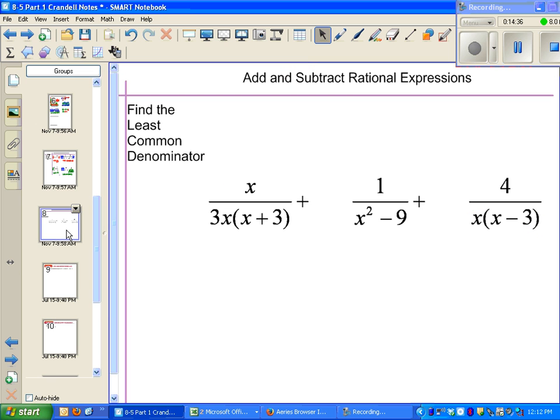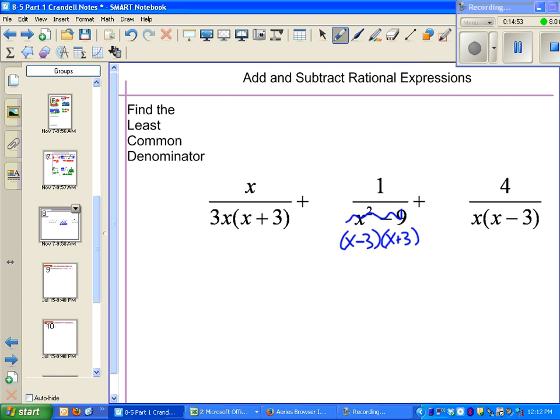All right, so let's take a look at this one. Let's find the least common denominator here. This one's factored, so let's factor this one. This factors into x minus 3 times x plus 3. And this one's already factored.